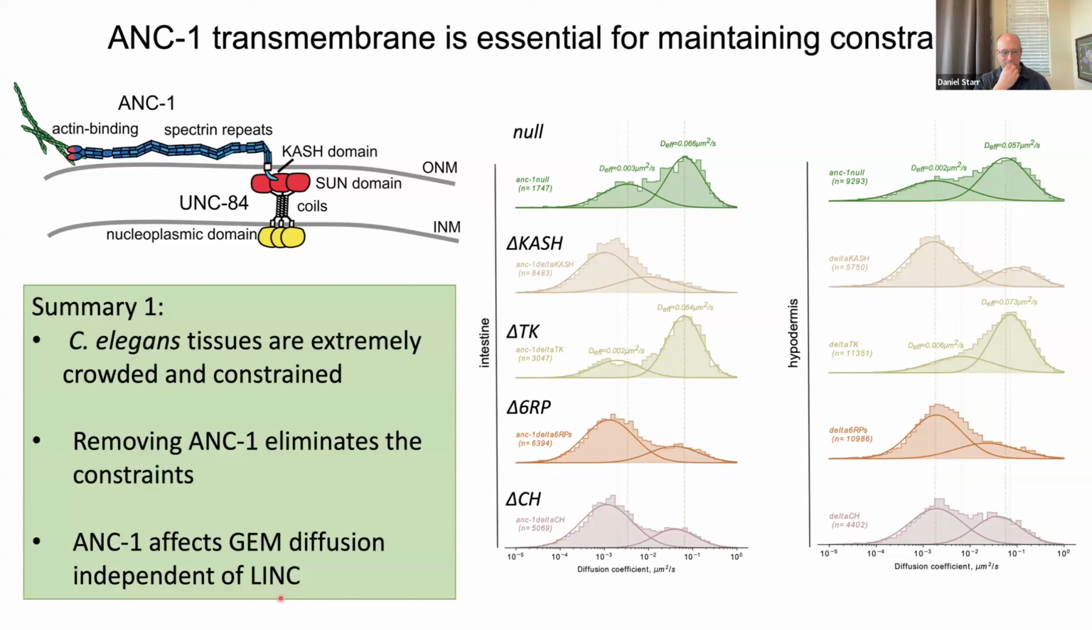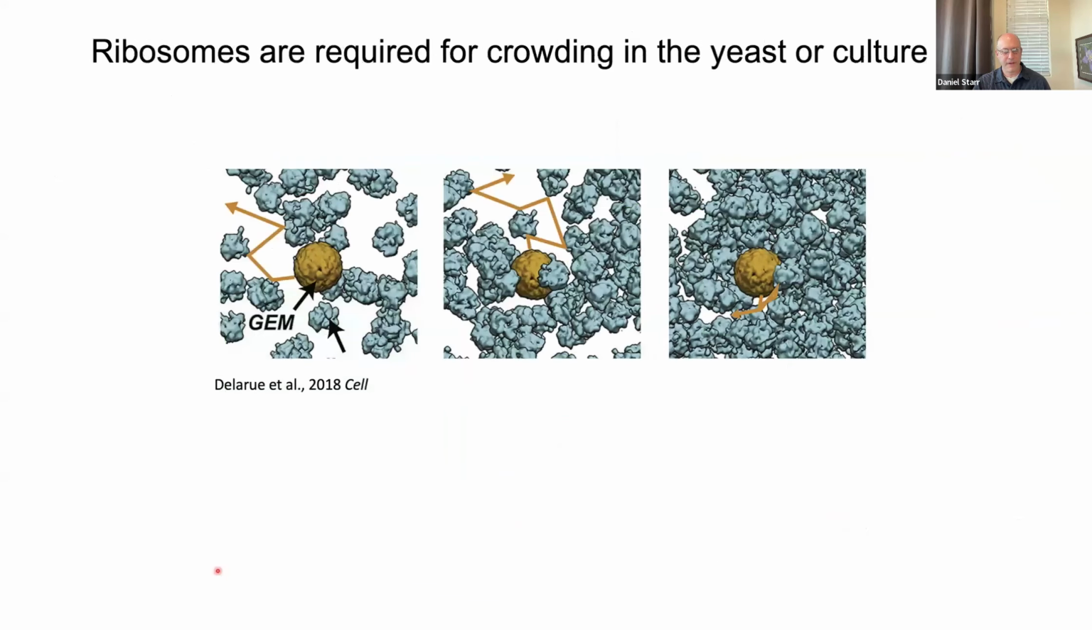Okay. So our summary at this part is that C. elegans tissues are very crowded and constrained, that if you get rid of ANK1, you can get rid of the constraints, and that this role of ANK1 in constraining gem diffusion is independent of the LINC complex, and actually is a role more generally of the ER.